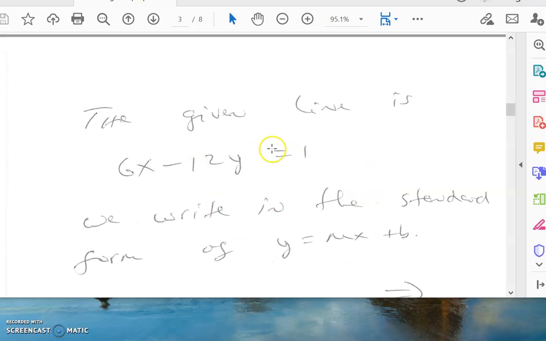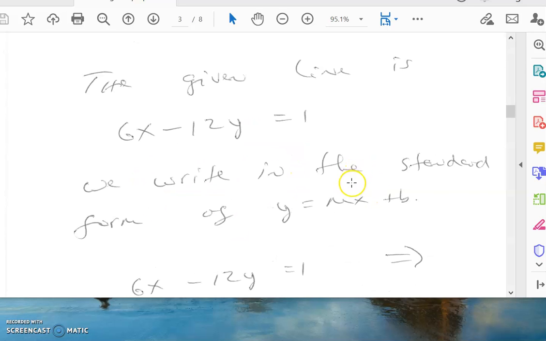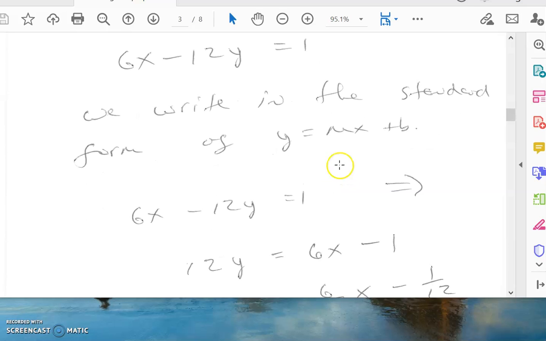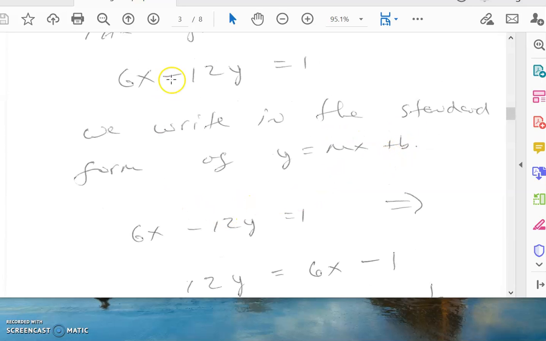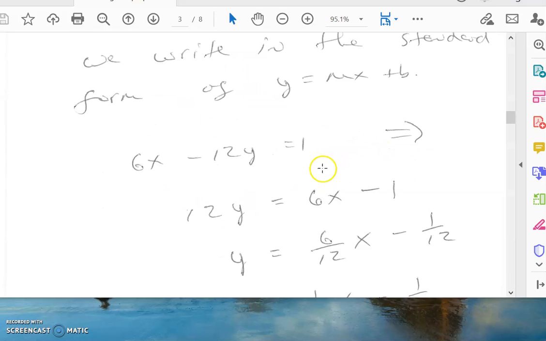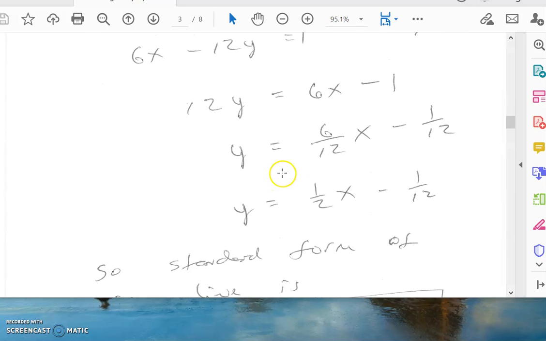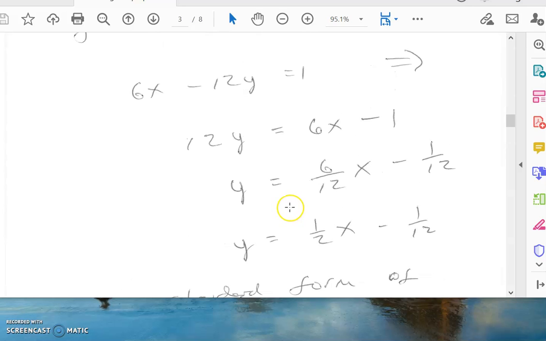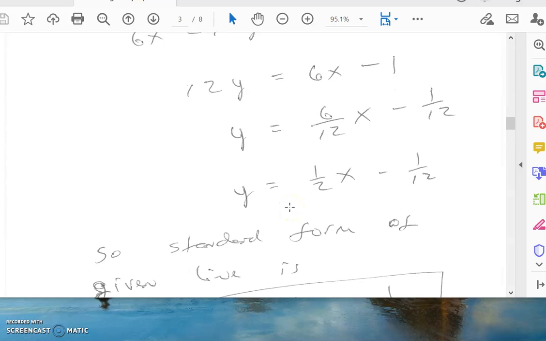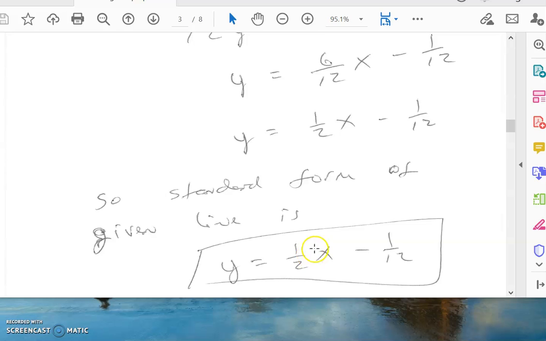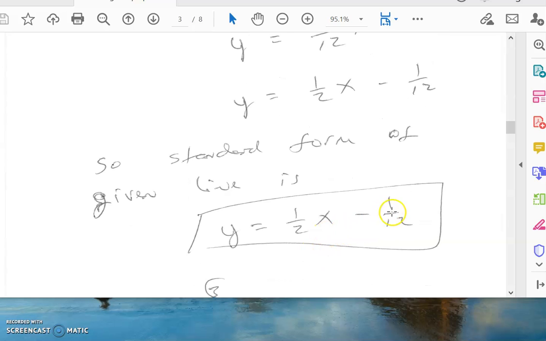Okay, so here's our given line. We write it in the standard form of y equals mx plus b. Well, all we do is rearrange the terms. So just play with the terms. Do whatever you've got to do: add, subtract, multiply, divide. Take a look at that. And what do you get? You get this: y is equal to 1/2 x minus 1/12. That is the standard format.